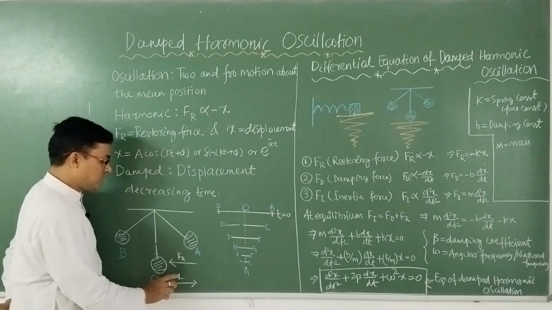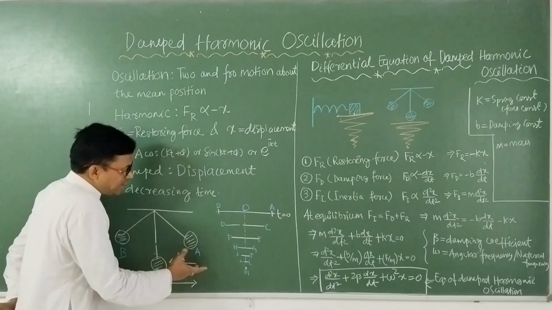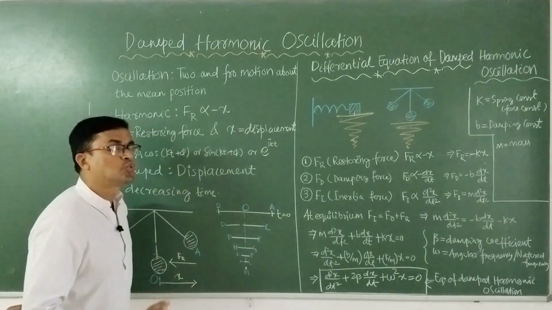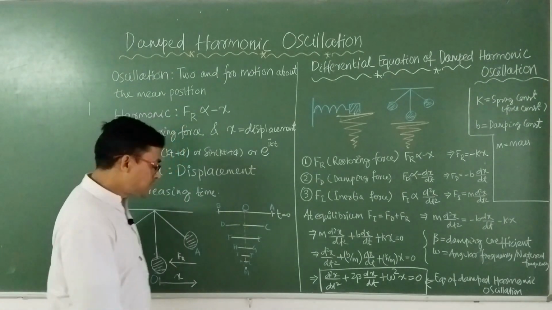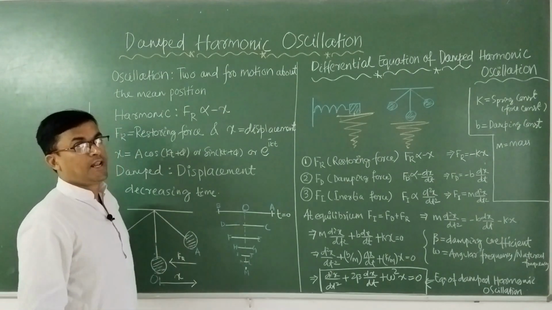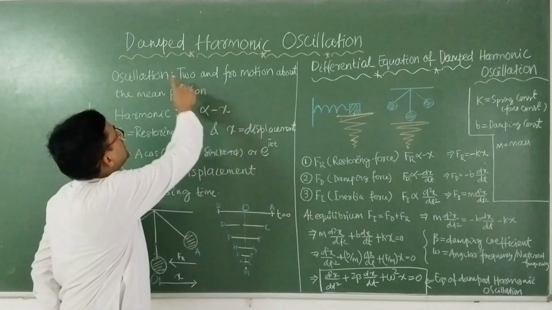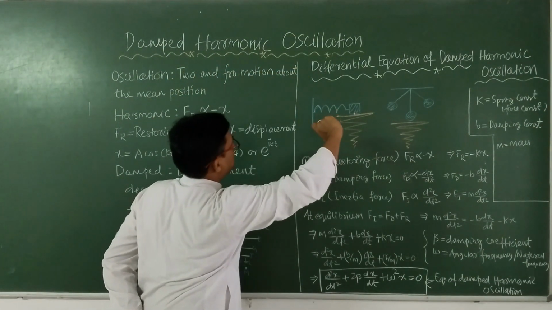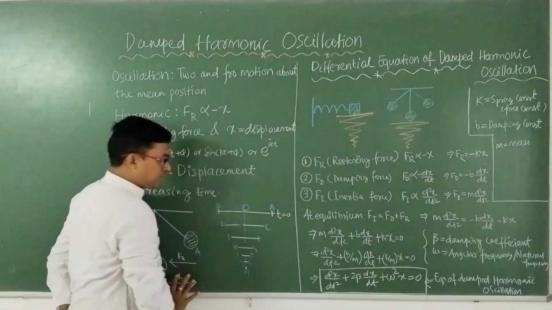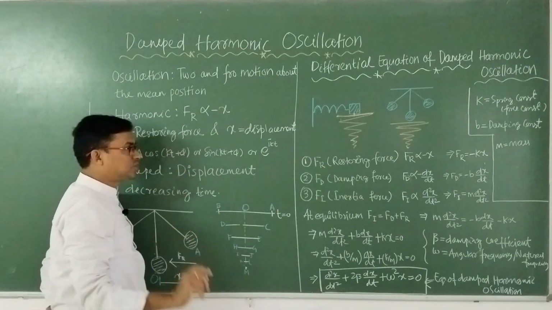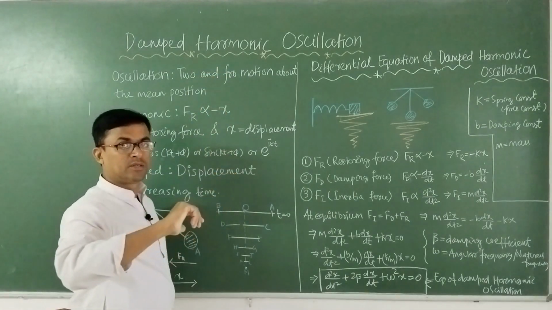And displacement is always away from the mean position, and restoring force is always towards the mean position. And these two terms are associated with this oscillation. So let's come to this title, damped harmonic oscillation. Oscillation we understood, the to and fro motion about the mean position. Then what is the harmonic?